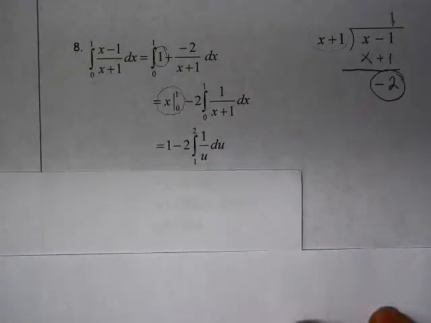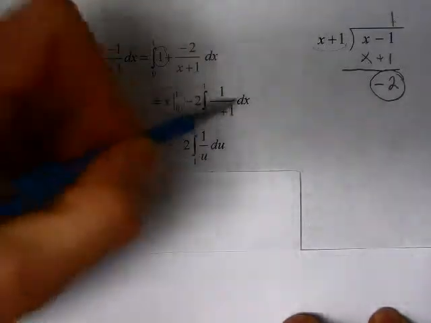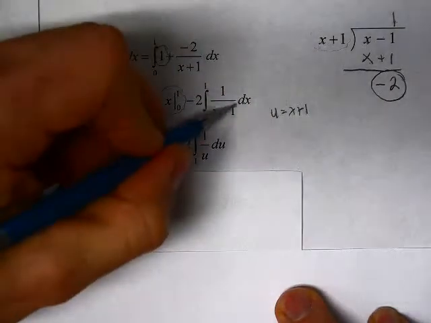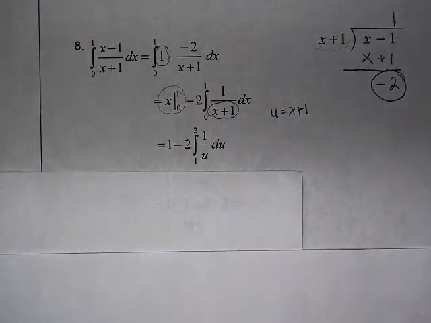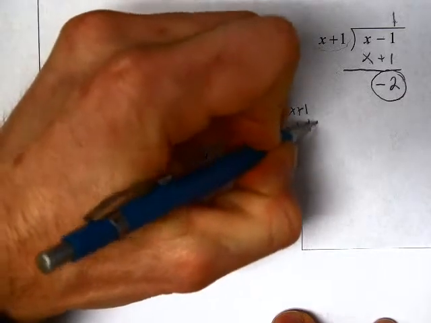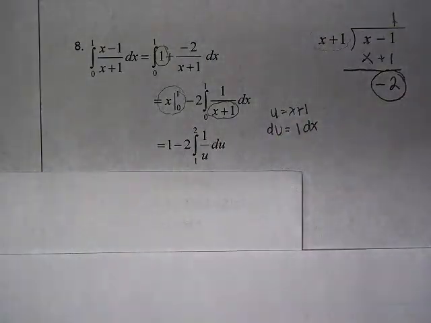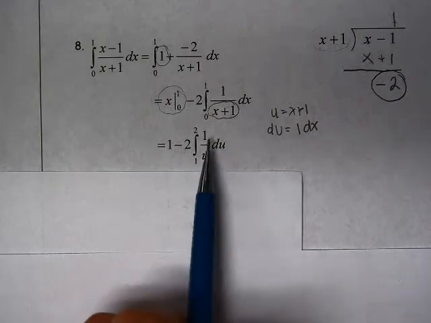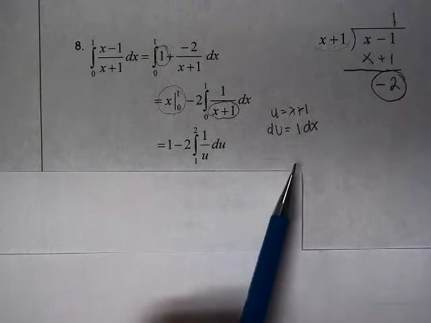So as I proceed here, I'm going to let u equal x plus 1, that denominator, very similar to the problems that we've done before, and then du equals 1 dx. So using this u substitution, I can rewrite 1 over x plus 1 as 1 over u du.